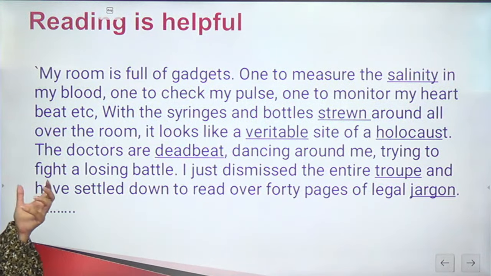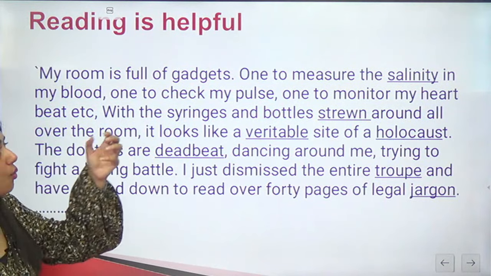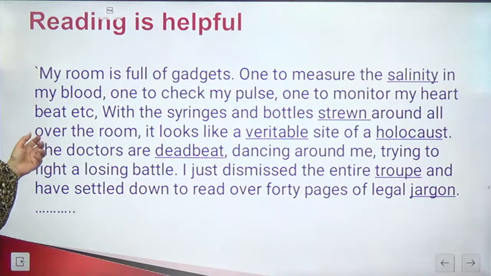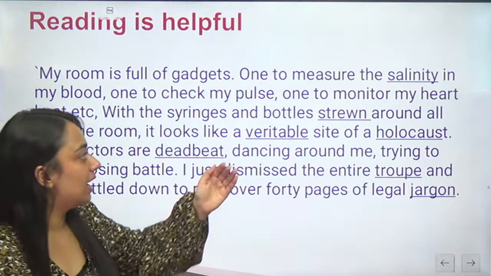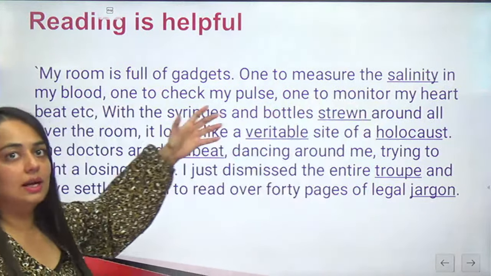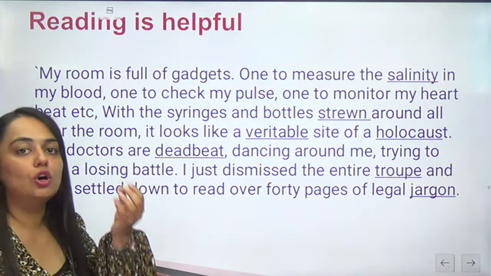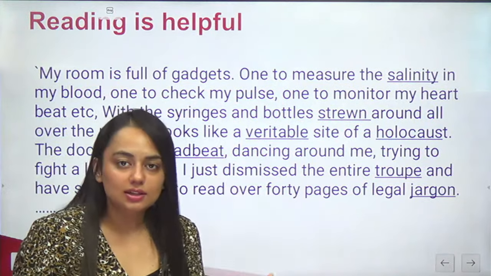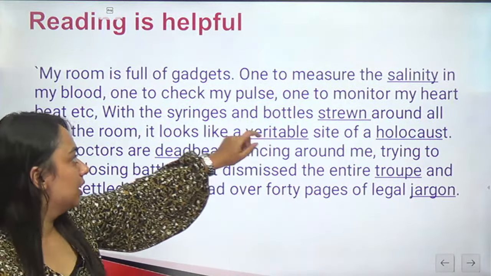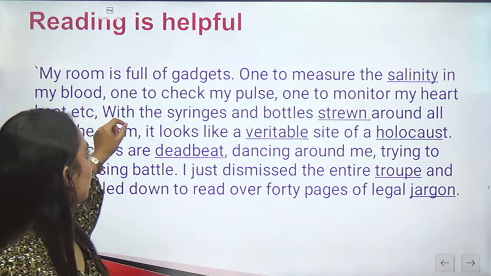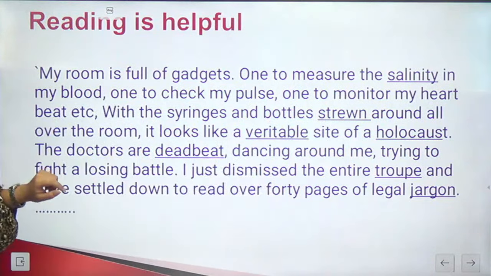So if you read this passage: "My room is full of gadgets, one to measure the salinity in my blood, one to check my pulse." Now you can guess what salinity can be. If this is something present in our blood, you can at least use your intellect to guess what salinity could be, right? It is the amount of salt.